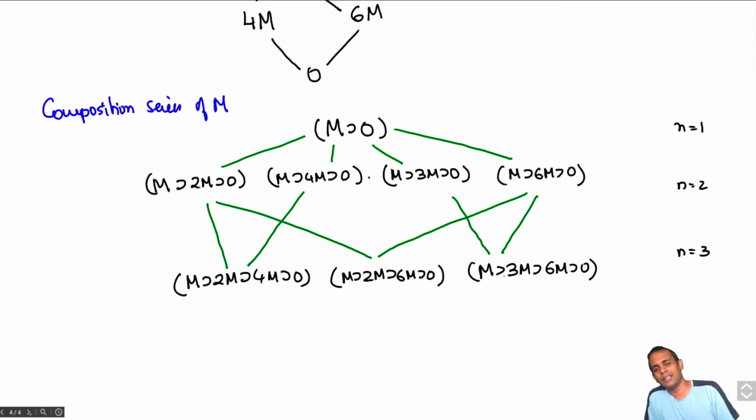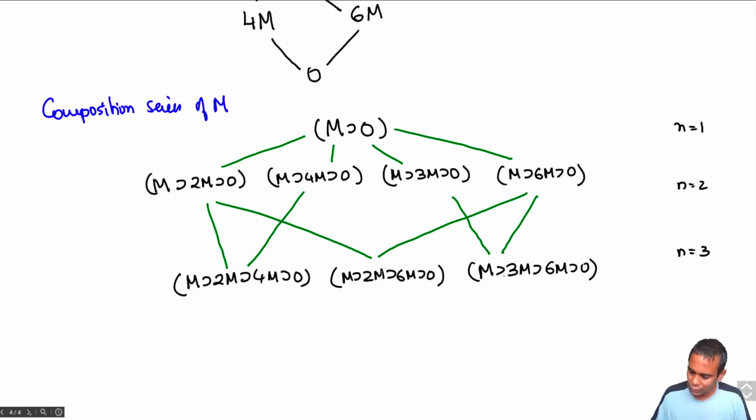you the refinement relations. If you go from up to down along a green line, then you get a refined composition series. And so you see there are 3 composition series which are maximally refined, which cannot be refined any further.